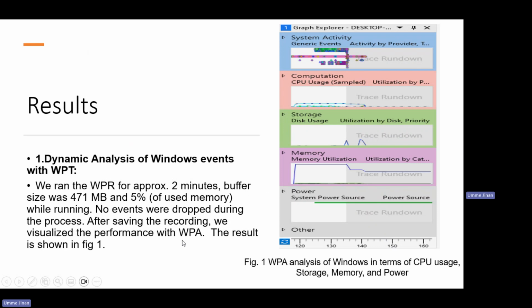So as per the dynamic analysis of Windows events with WPT, we ran the WPR for approximately 2 minutes. Buffer size was 471 megabytes and 5% of used memory while running. No events were dropped during this process. After saving the recording, we visualized the performance with Windows Performance Analyzer. The result is shown in figure 1. So we see the system activity, computation, disk storage, memory utilization, and system power source in a graphical view.